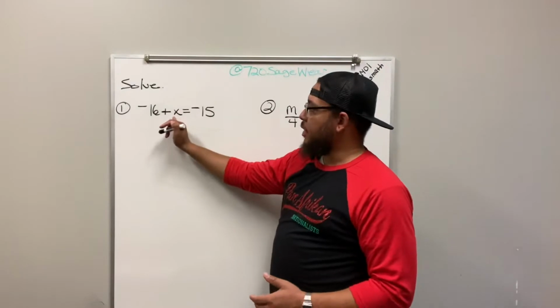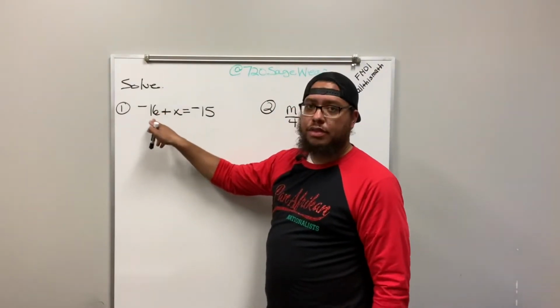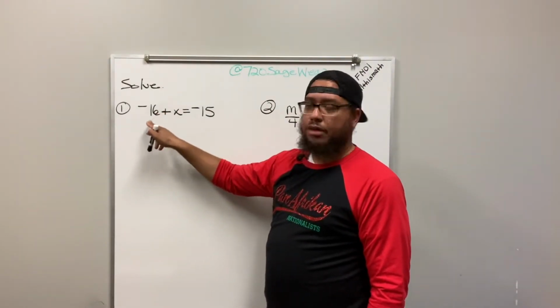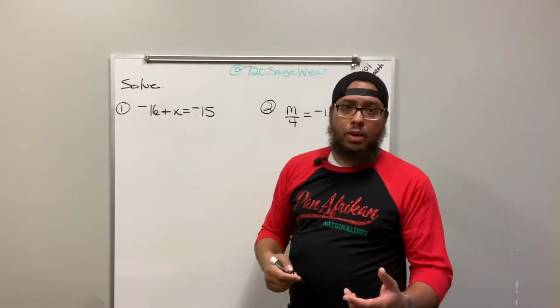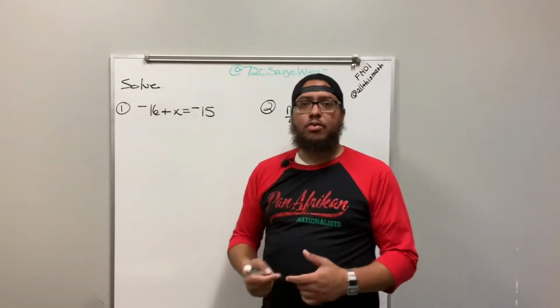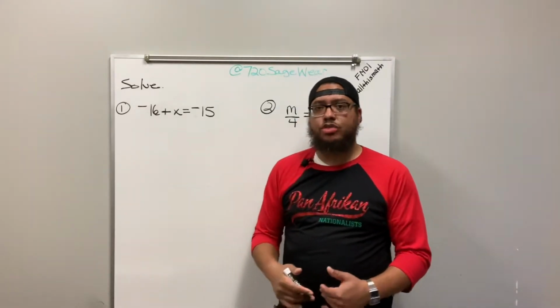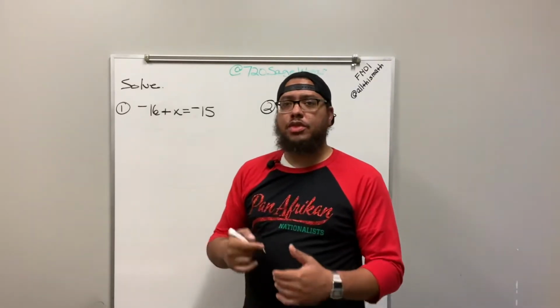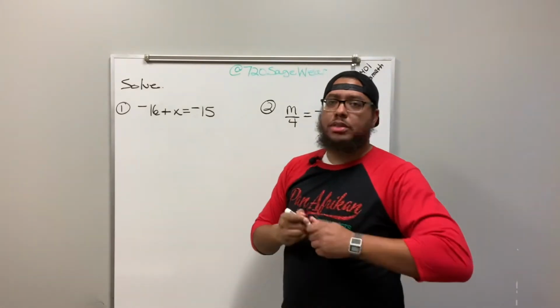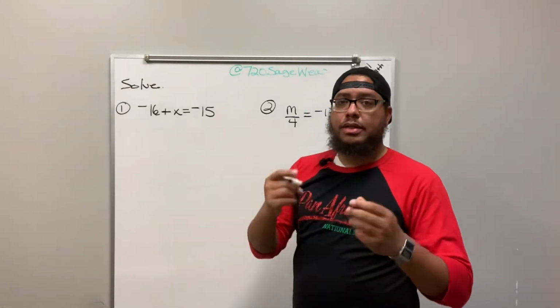So the x is on the left side, so that means we got to get rid of that negative 16. So the question is how? How do you get rid of a negative 16? Think of what operation negative 16 is involved in. A negative 16 is really a representation of subtracting 16. So the opposite of subtracting 16 would be to add 16.